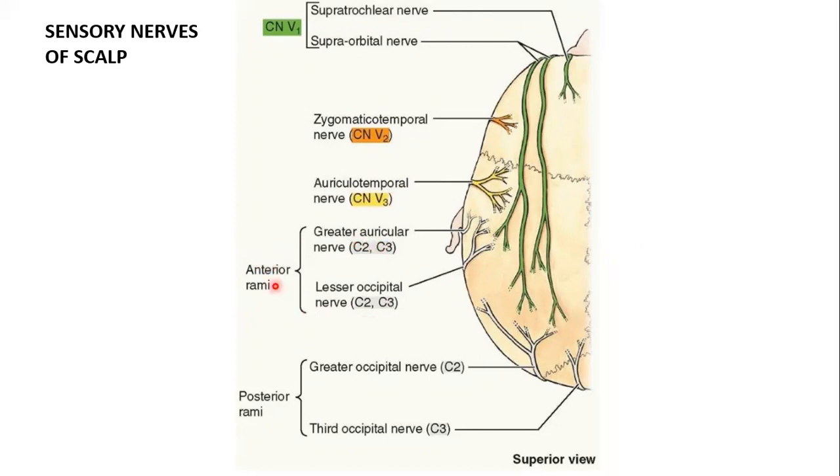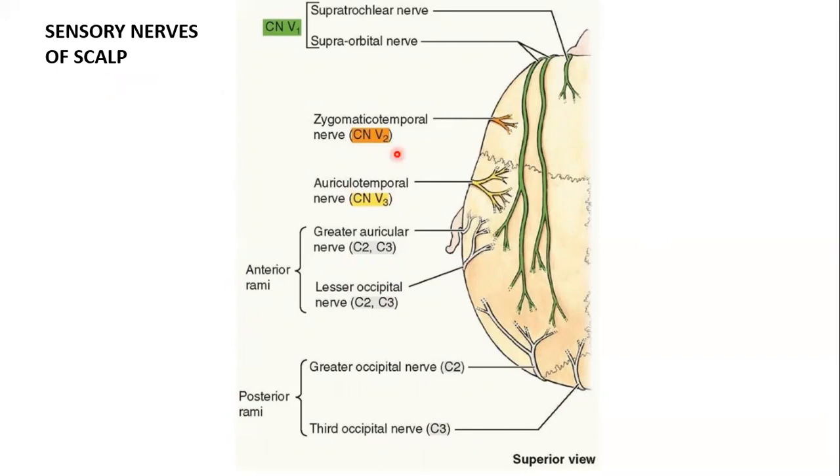These two are branches of the cervical plexus, which are what? The greater auricular nerve and the lesser occipital nerve. So posterior to the auricle, the greater auricular nerve and lesser occipital nerve come from the cervical plexus. Going backwards, again two nerves come from the dorsal rami of spinal nerves C2 and C3. C2 gives the greater occipital nerve, and C3 gives the third occipital nerve. So these are the sensory nerves of the scalp.